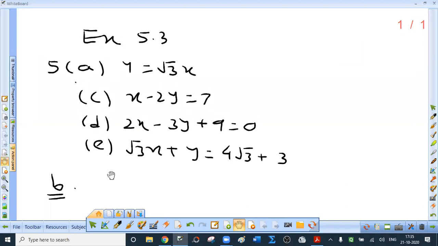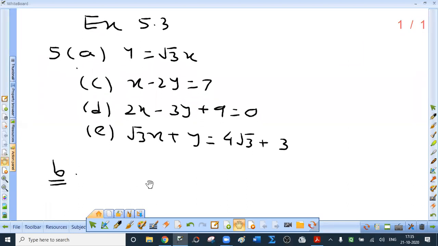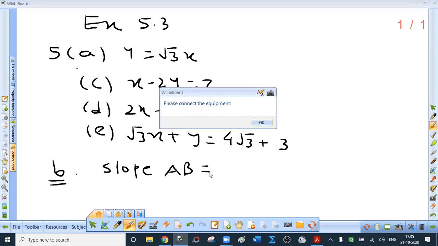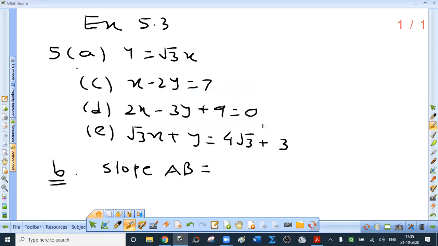Okay. Now what is the slope of AB? Why find the slope of AB? Because parallel lines have the same slope. So the slope of AB formula is what? (y2 minus y1) upon (x2 minus x1). So I can directly say it is (7 minus 4) upon (1 minus 2). That is 3 upon minus 1, equal to minus 3.